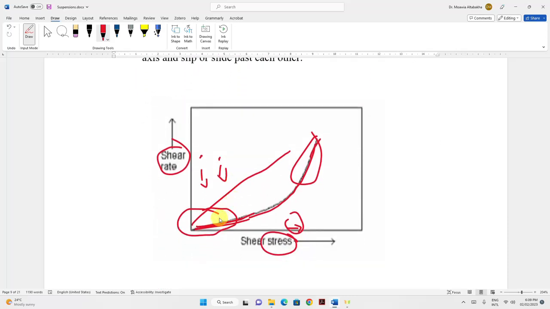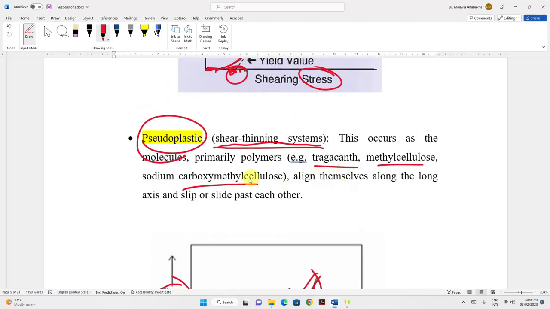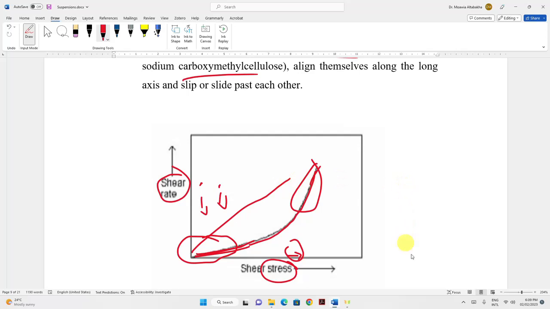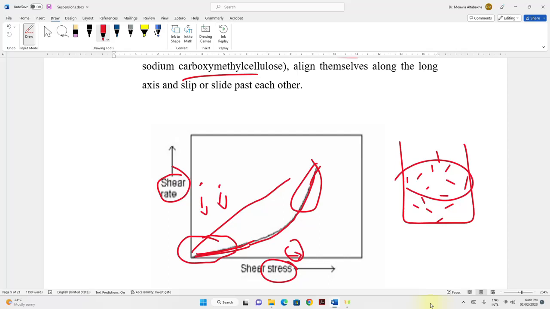The reason for this is that in the beginning, when you are applying shearing stress, the molecules of tragacanth, methyl cellulose, or sodium carboxymethyl cellulose are randomly oriented in solution. So if you have a solution, some of them are like that. I'm talking about the molecules, not the suspension. Some of the molecules are like this, so you will have randomness. When you want to stir, you have more resistance in the beginning. But after some time all of them will be aligned with your movement, and it will be easier to move.